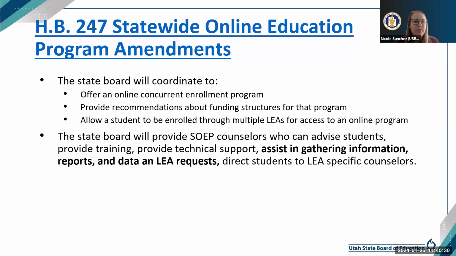And then the bill would require the State Board to coordinate to offer an online concurrent enrollment program, provide recommendations about funding structures for that program, and allow a student to be enrolled through multiple LEAs for access to an online program. And then additionally, the State Board would need to provide SOEP counselors who could advise students, provide training, provide technical support, assist in gathering information, reports, and data, and LEA requests, and direct students to LEA specific counselors.